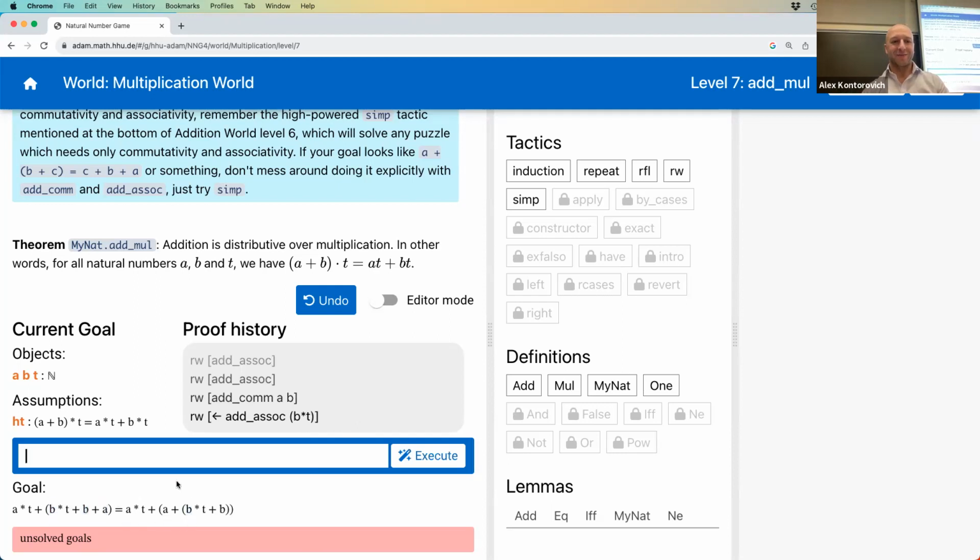Okay, and now you can just commute between B T plus B and A. Between B T plus B and A. And then you'll be done with that.